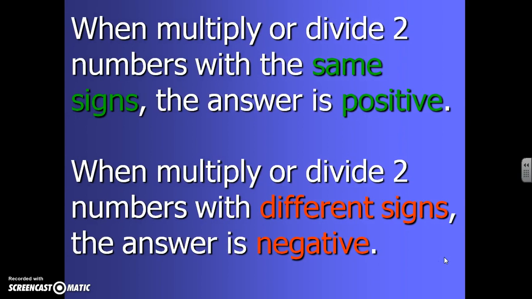An easy way to remember this is that when you multiply or divide two numbers with the same signs, the answer is positive. So remember, same signs, the answer is positive. When you multiply or divide two numbers with different signs, the answer will be negative. So different signs result in a negative answer.